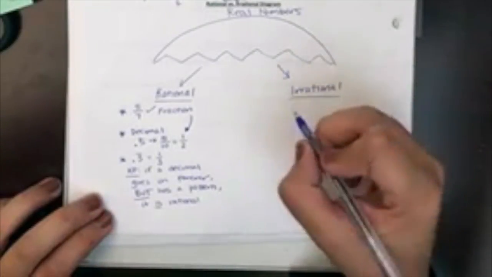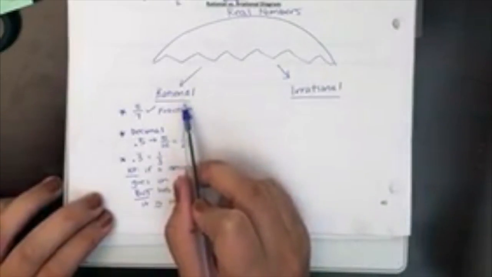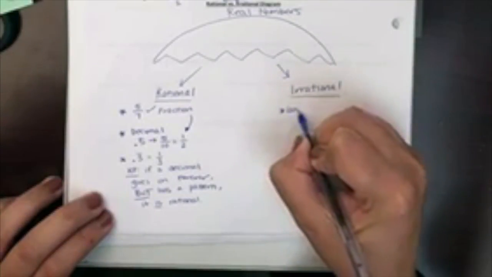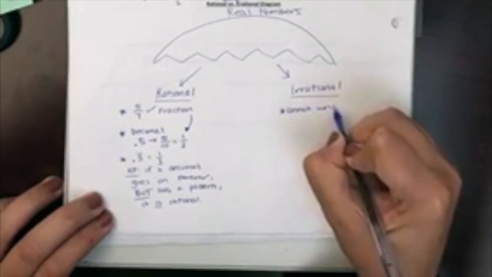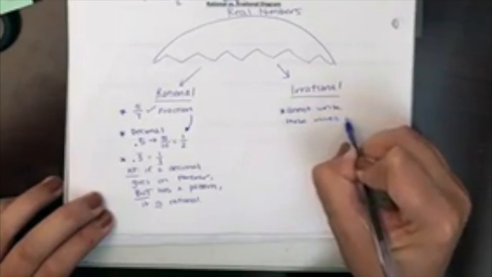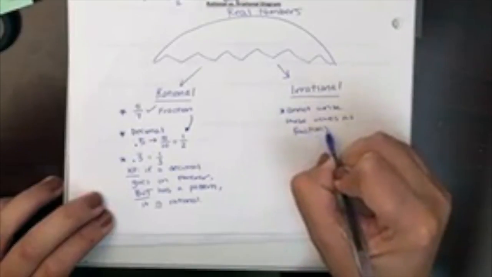So an irrational value, again, if we have a fraction here and that makes it rational, then irrational means we cannot write these values as fractions.